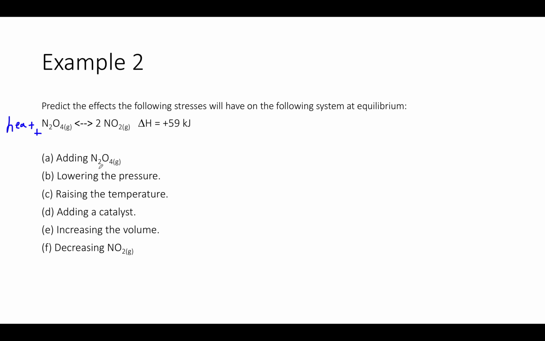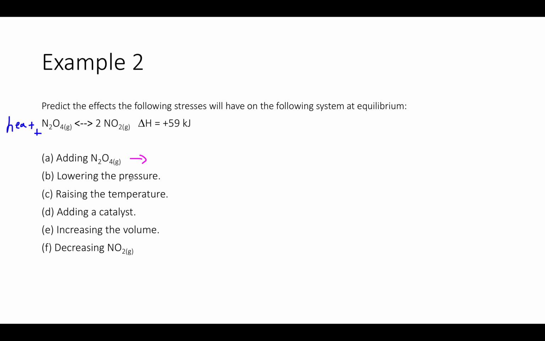So, if I add dinitrogen tetraoxide, I'm going to want to lower that concentration, which means I'm going to want to shift to the side without that reactant. So I'm going to shift to the right. I'm going to indicate an arrow whether it's right or left, but adding more of the reactant is going to cause too much reactant, so I'm going to need to form more products. So I'm going to shift to the right.